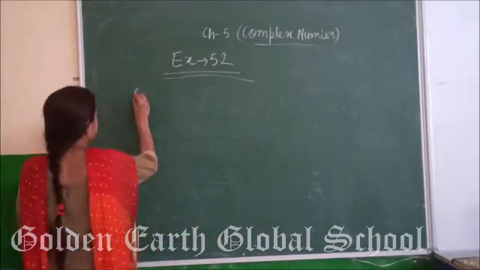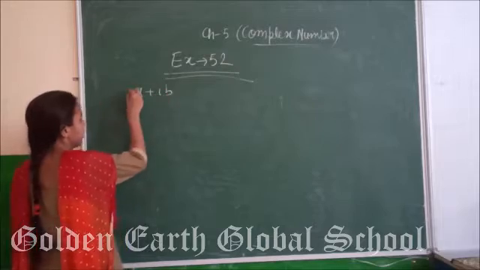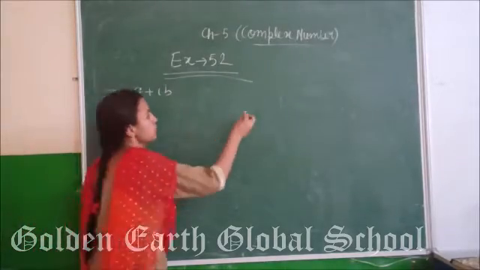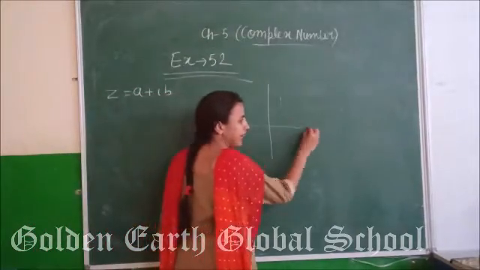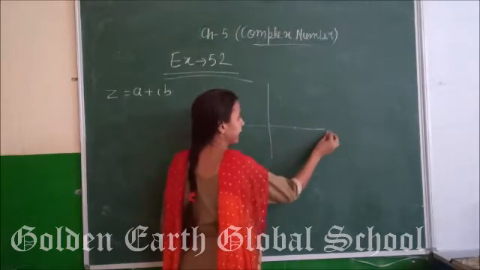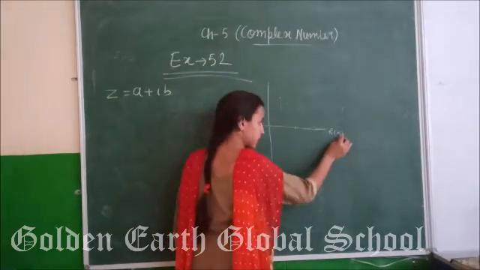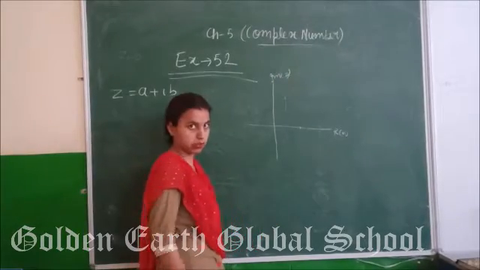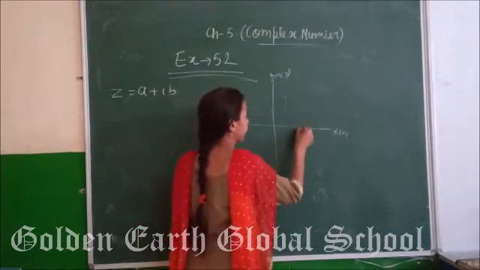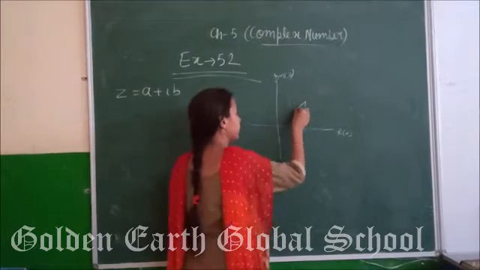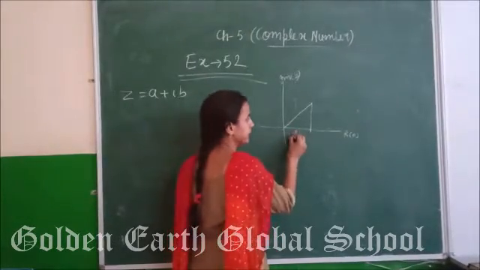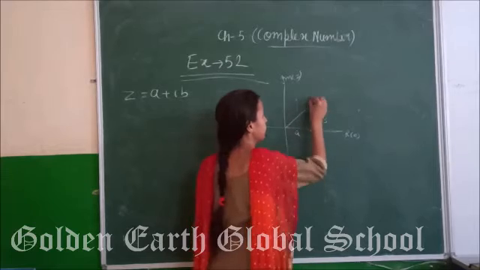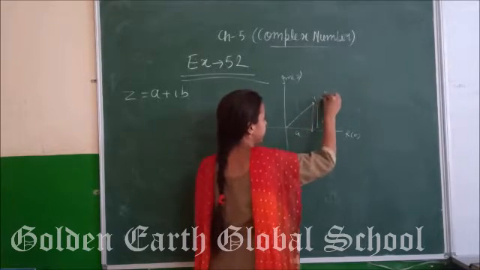We know that for a complex number a plus ib, if we draw it on the plane, a is the real part on the x-axis and b is the imaginary part on the y-axis. So this point is a, b on our argand plane.